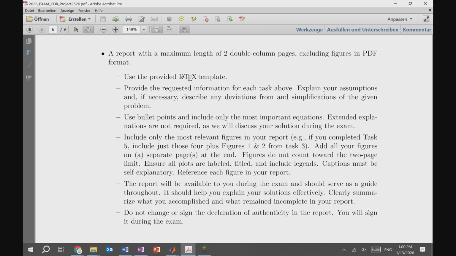What are my modeling assumptions? What are my key algorithms? How did I create the ball and socket joints? How do I define my generalized coordinates? Bam, bam, bam, bam, bam, right? And then you go, task 1 works, here's my result. Task 2 works, here are the results, and so on.